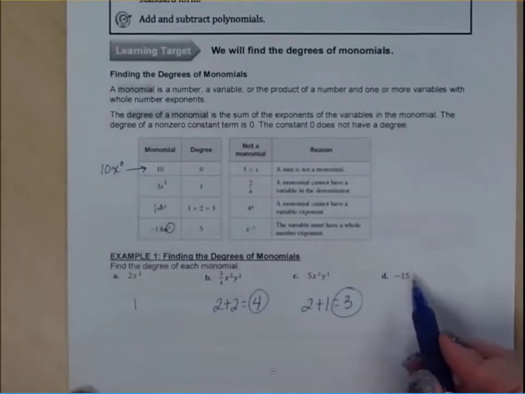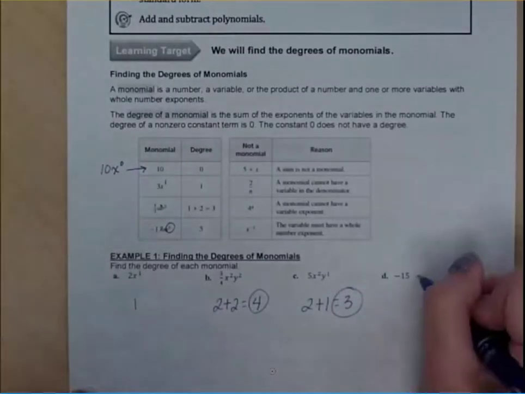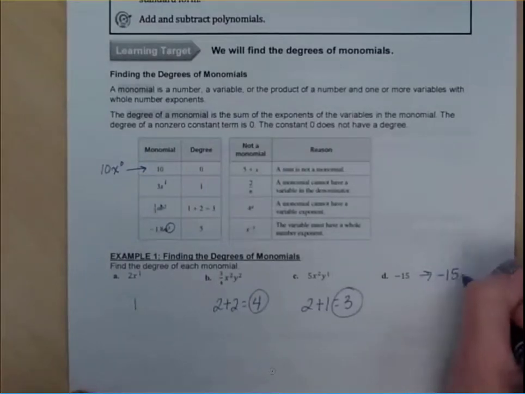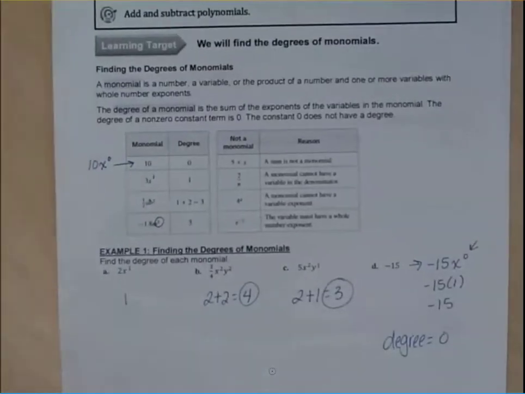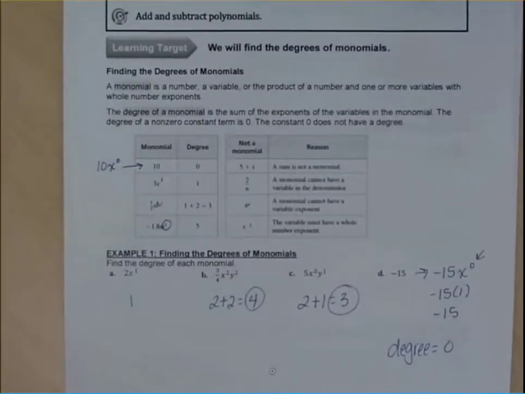Now, if you remember, we have our constant here, which is the same as negative 15x to the 0. So I'd have negative 15 times 1, which would give me negative 15. So the degree of this monomial would be 0. Try these next problems on your own.